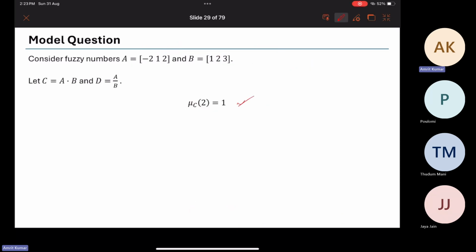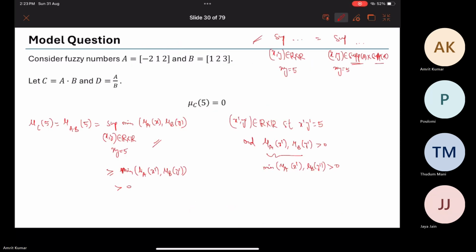Similarly, if you want to check if the membership of 5 in C is 0, it suffices to figure out if there exists a pair x dash comma y dash in R cross R so that x dash times y dash is equal to 5, and their membership to their corresponding fuzzy sets is greater than 0. Because if you are able to do that, then you'll be able to show that the membership value of 5 in C would be strictly greater than 0, right? So this is a standard approach.